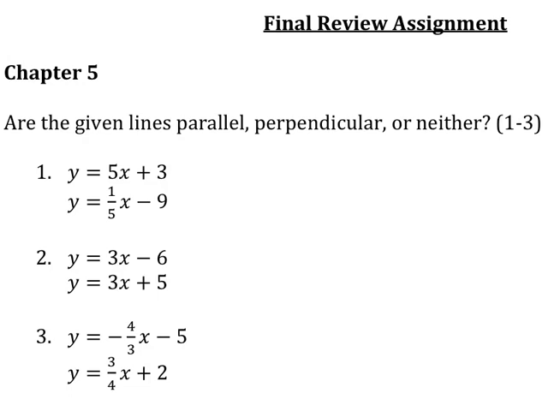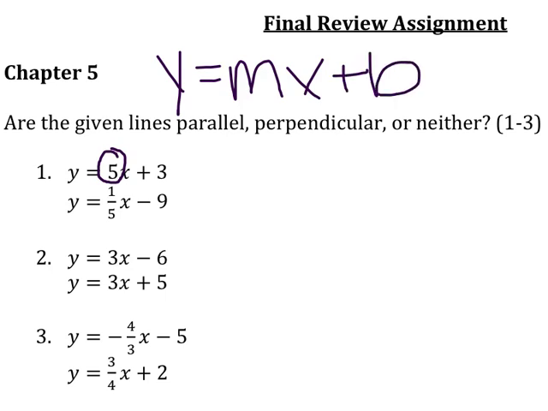Are the given lines parallel, perpendicular, or neither? Remember that parallel lines have the same slope, and perpendicular lines have opposite reciprocal slopes. So here, remember it's in the form y equals mx plus b, m is our slope. 5 and 1/5 are our slopes. While they are reciprocals of each other, they're not opposites, meaning one's not positive and one's not negative. So that means this one is neither.